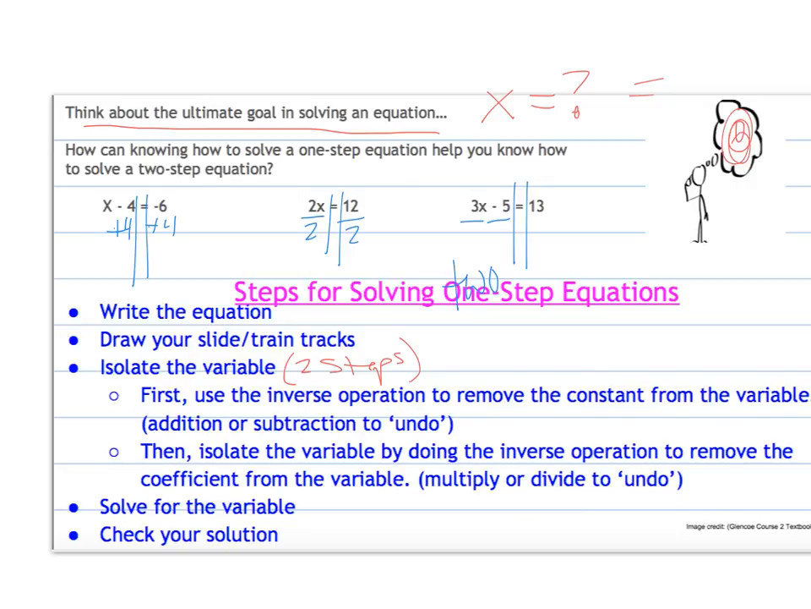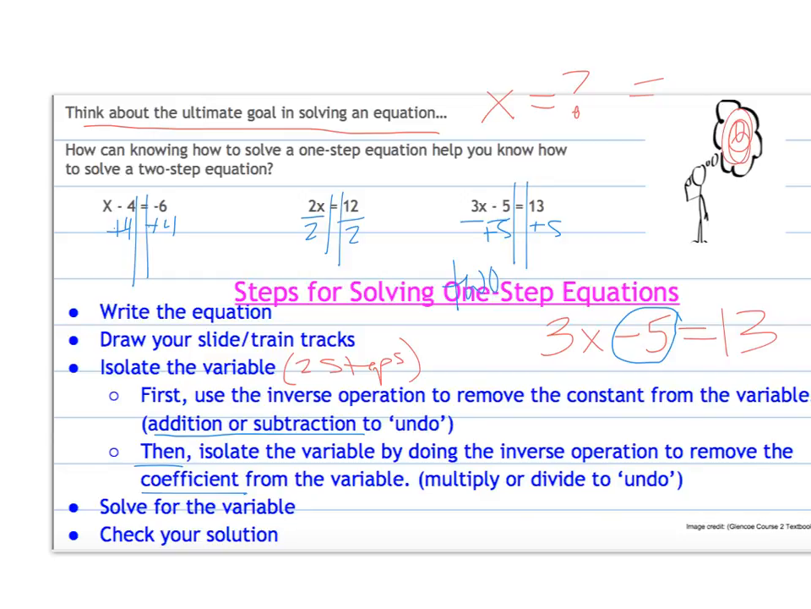So remembering, in an equation, you have constants and you have coefficients. Your constant is the number here that stays the same, that's not attached to the variable. So we undo that with addition or subtraction. So in this case, we would add 5 back on. Then we continue to isolate the variable by doing the inverse operation to remove the coefficient from the variable.